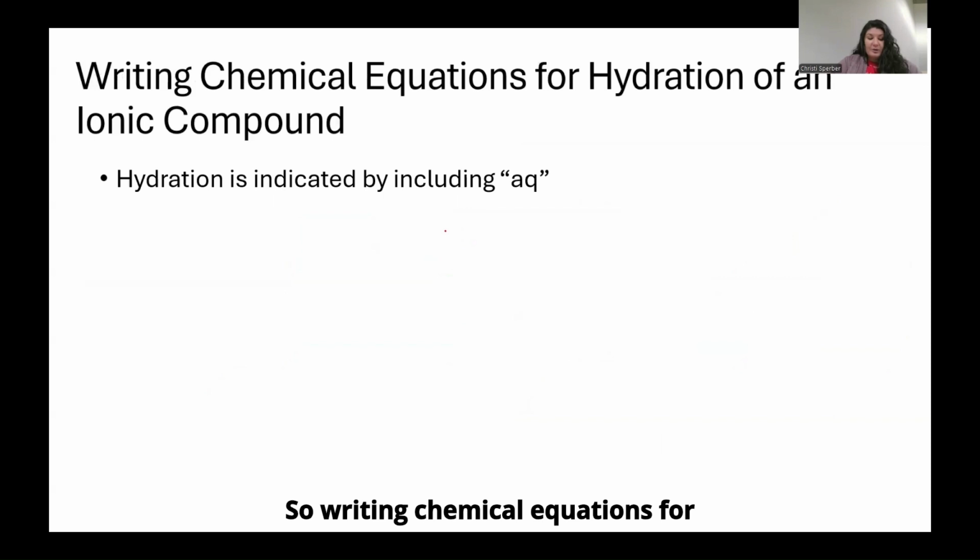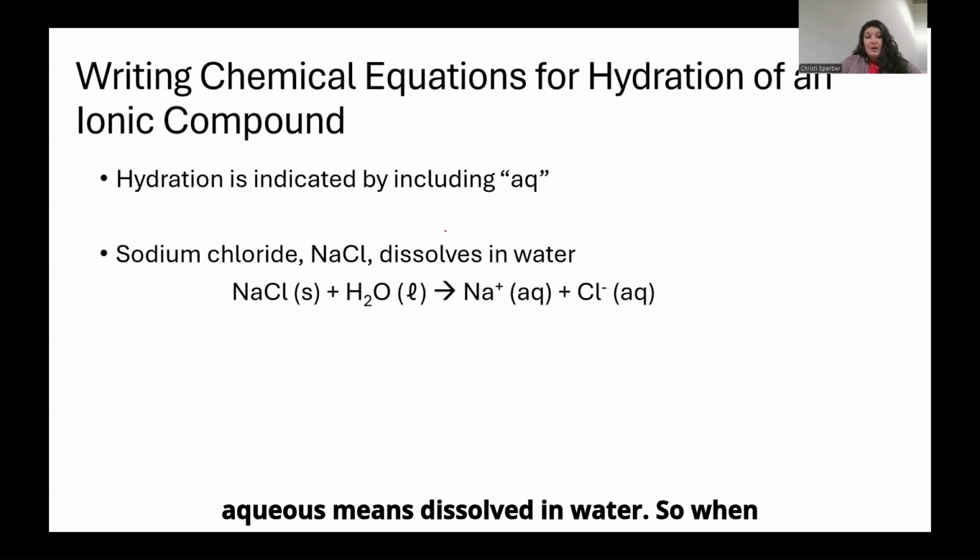Writing chemical equations for hydration is indicated by including the AQ for aqueous, because aqueous means dissolved in water. So when you write the chemical equation for the hydration of sodium chloride, we have solid sodium chloride plus liquid water breaks up into its ions, and each ion is in its aqueous state. So Na+ aqueous plus Cl- aqueous.